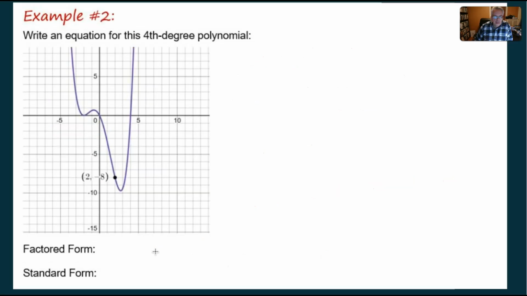All right, next one. This is a higher degree one, a 4th degree polynomial. I see that we have a root here at -2, and we have a root at 0, and we also have a root here at 4. Those tell me what the factors are going to be. So we're going to start with y equals a. This one is a double root. The graph turns around and touches it and goes back up. So I know that this is going to be x plus 2 squared.